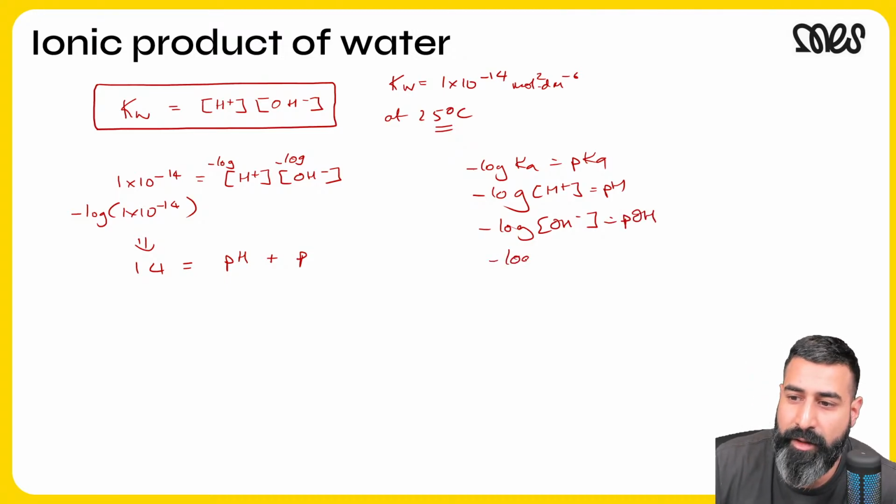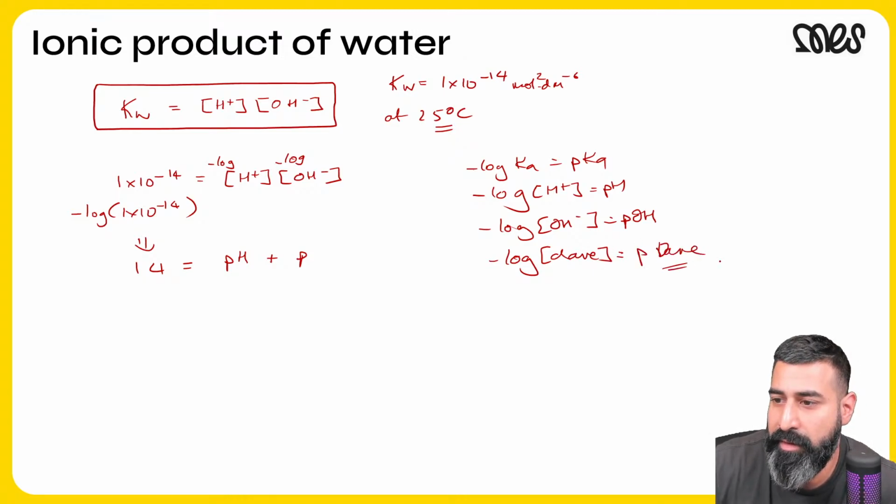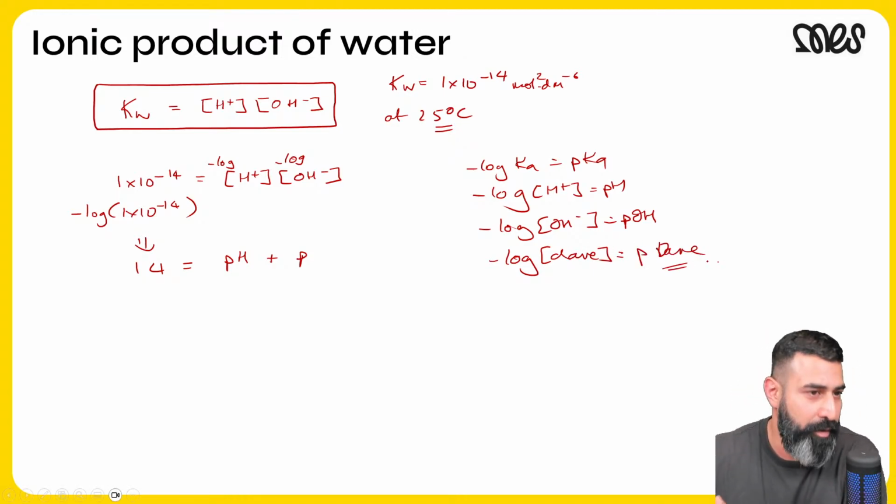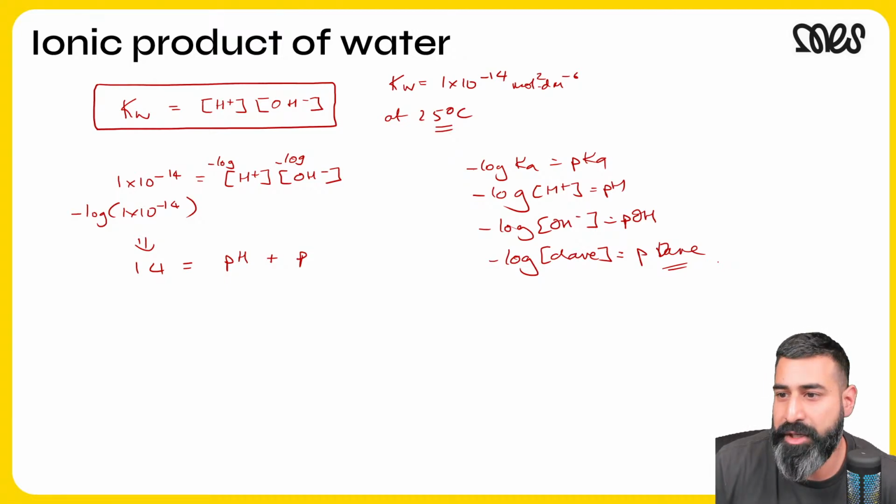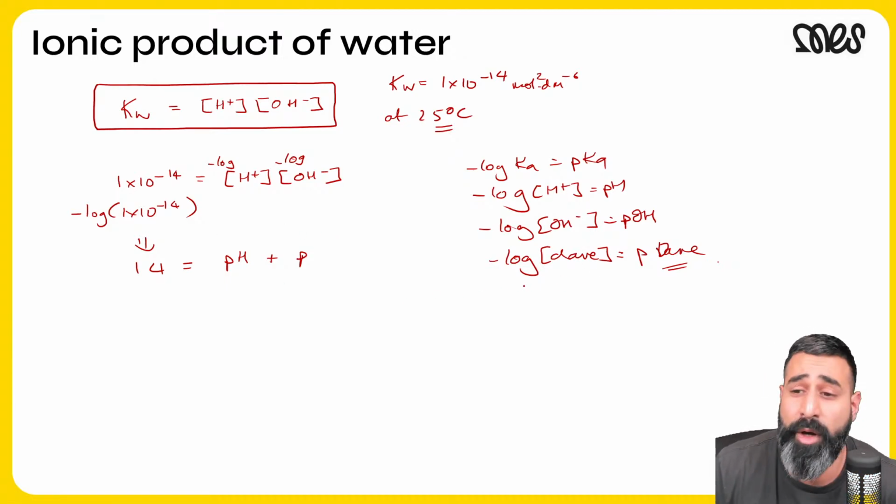Okay, the negative log of Dave, if you want, is PDave. Right, so this is just the P exponent, okay? I've just gone through all the variations plus one anomalous one of what this P exponent means, okay?